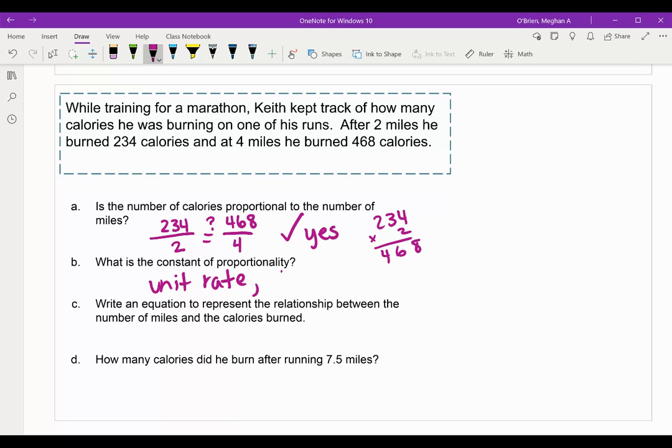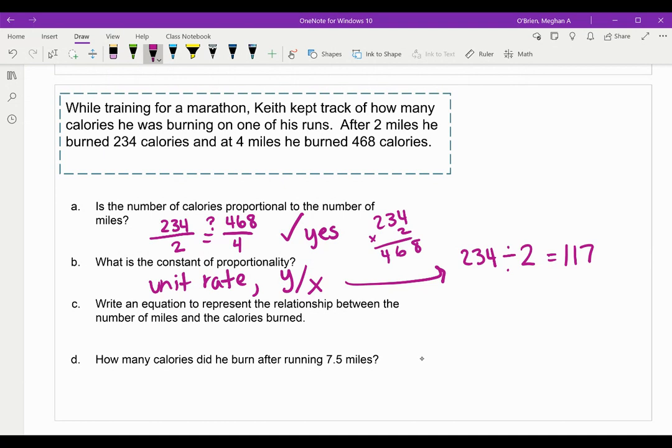That's like taking the y divided by the x. In this case, the y is the calories. So I'm going to go over here. Let me just do 234 divided by 2. And that is 117. Let me just double check that on my calculator. And you can always use a calculator to help you do your calculations as you check your work and think through things. So that's 117 is the constant.